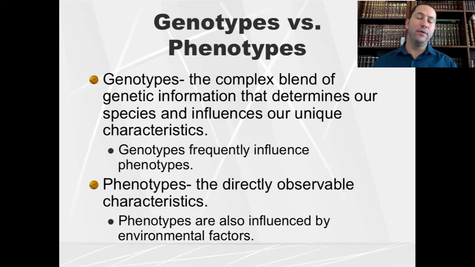So I always like to say genotype is what happens underneath the surface. Phenotype is the outward expression. So if a person, let's say, has blonde hair or blue eyes, well, that's a recessive gene that makes them outwardly express blonde hair, blue eyes.